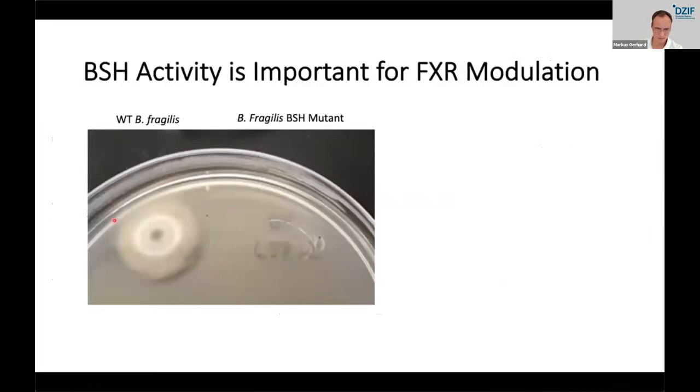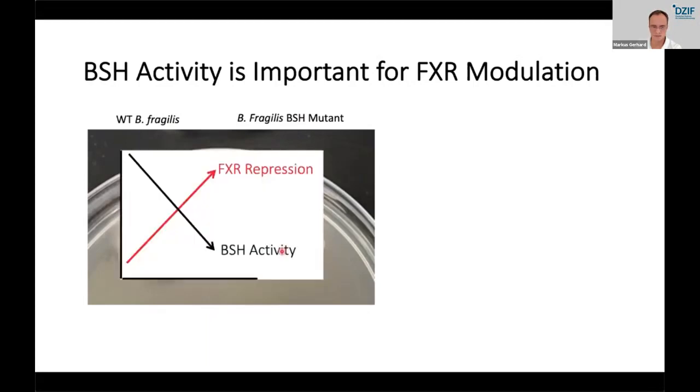So if we do a simple culture experiment where we grow wild type B. fragilis or mutant B. fragilis that lacks BSH in the presence of bile acids, we can see that those that have BSH will deconjugate bile acids, and they will then fall out of solution and precipitate around the colony. Those mutants do not have this activity, so they cannot deconjugate, and these bile acids then do not precipitate.